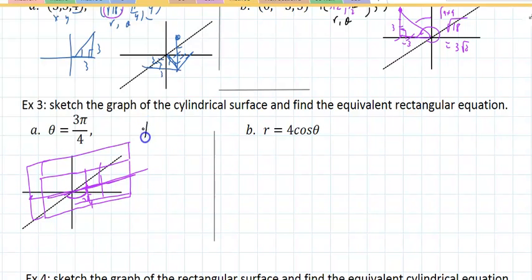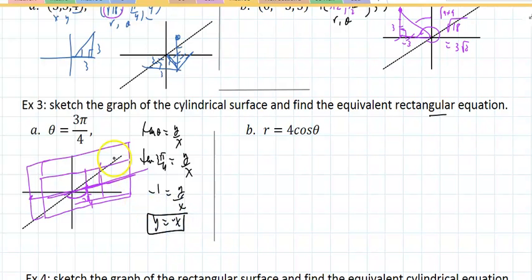Well, I know that tan of theta equals y over x, because I want the rectangular. Tan of 3 pi over 4 equals y over x. Negative 1 equals y over x. So I could say y equals negative x. And since there's no z, you take the line y equals negative x, which is this line, and z would run vertically, creating the plane.